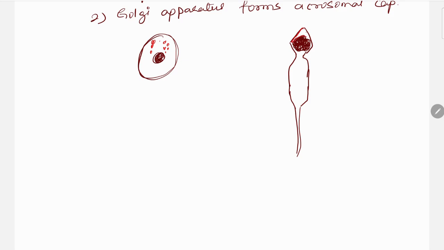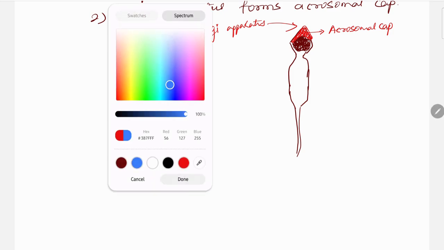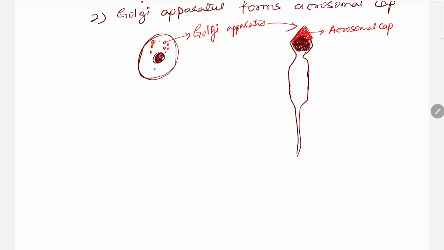They are going to come and form the acrosomal cap. This is the acrosomal cap. This is the Golgi apparatus, right? Okay, now the cell do have centrioles.